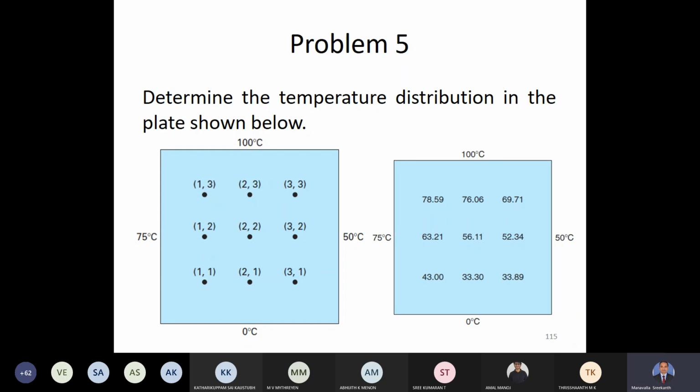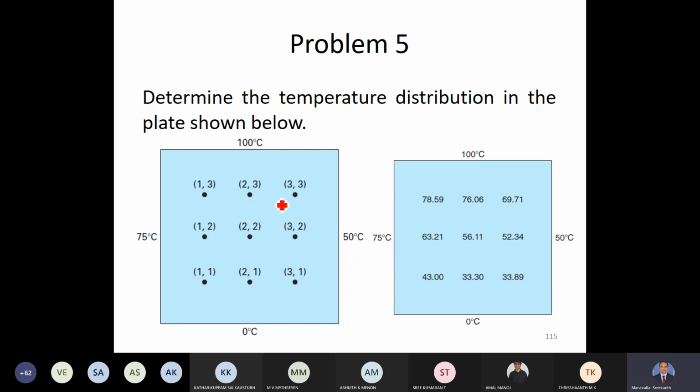The question is, determine the temperature distribution in the plate shown below. There are two images here. The left side is the question, and the right side is the answer. Unknown temperatures are there. We have a plate where the four sides are at four different temperatures. Left side is at 75 degrees Celsius, top is 100, right side is at 50, and bottom is at 0 degrees Celsius. We are asked to find the temperatures of these points.